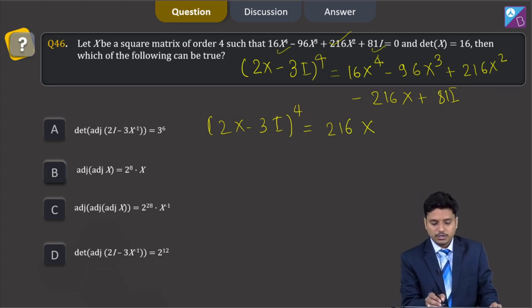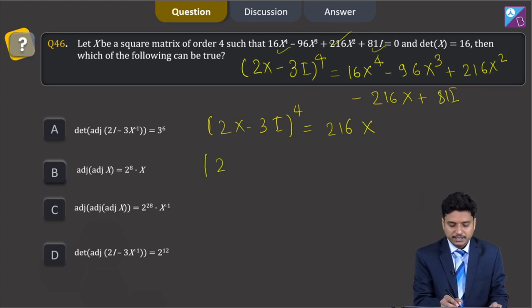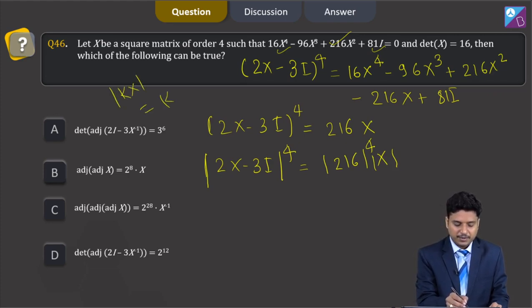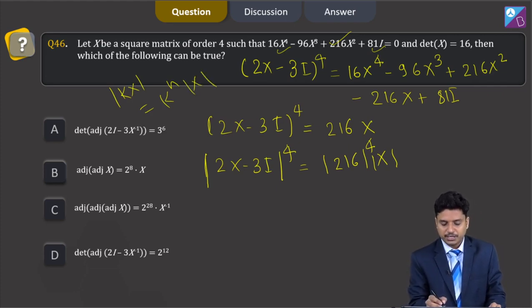Now if we try to take determinant on both the sides, what will happen? Determinant of (2x minus 3i) raised to power 4 is equal to 216 raised to power 4 into determinant of x, because this is a matrix kx, and for determinant of kx, it will be equal to k raised to power n into determinant of x. So that is what I have used here in place of 216x.